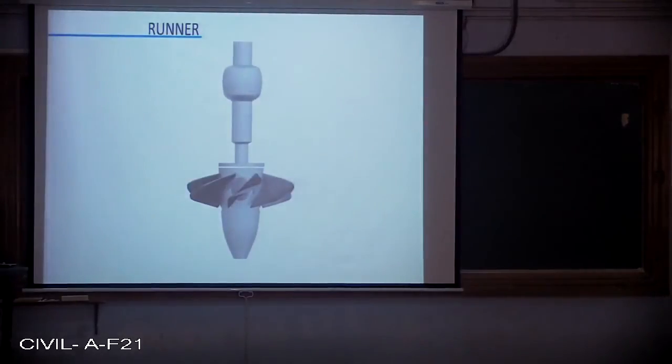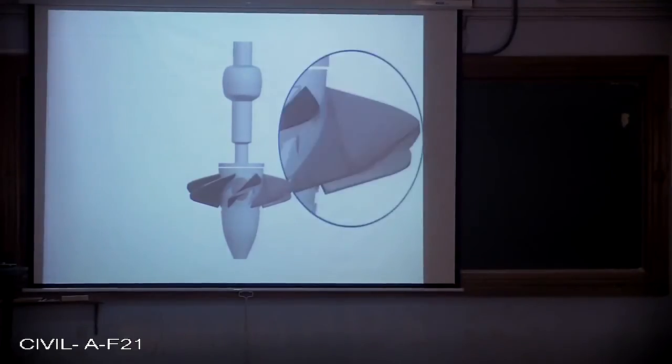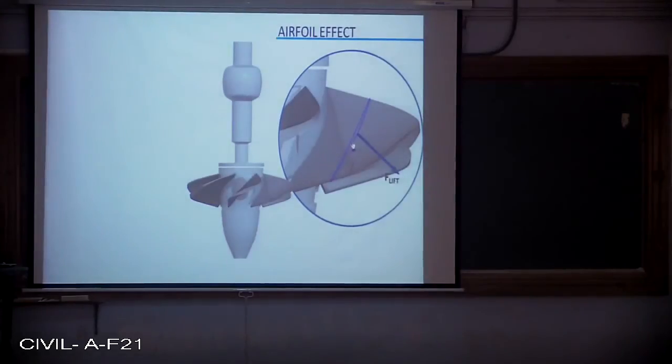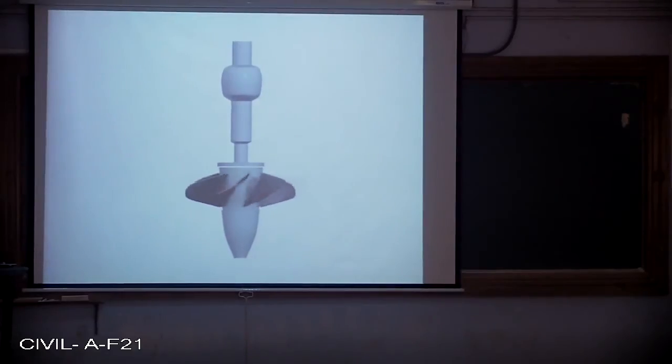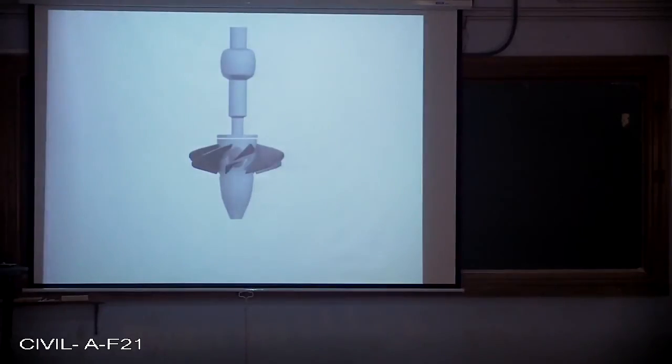The most important part of a Kaplan turbine is its runner. The cross-section of a runner blade has a curved shape. When water flows over it, it induces a lift force due to the airfoil effect. The tangential component of the lift force makes the runner rotate. This rotation is transferred to a generator for electricity production. Kaplan turbines are axial flow machines where the absolute velocity of flow is parallel to the axis of the turbine. Water is precisely made to pass through the runner blades with the help of a shroud.